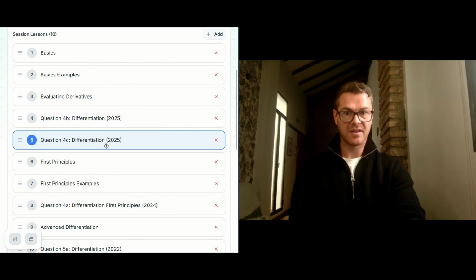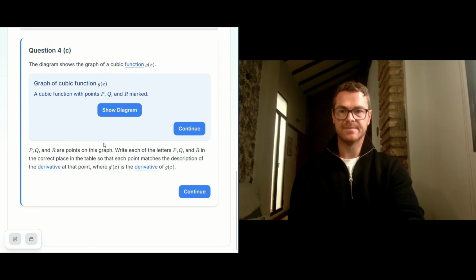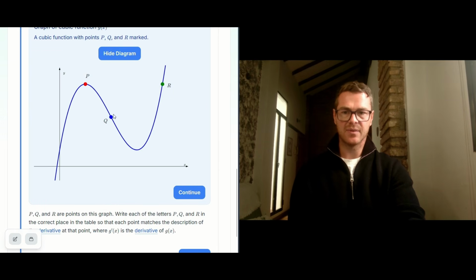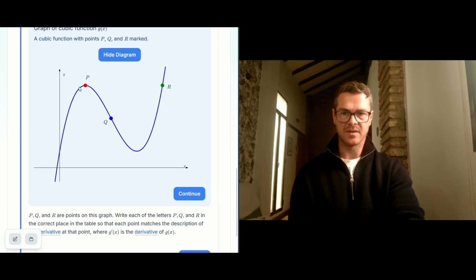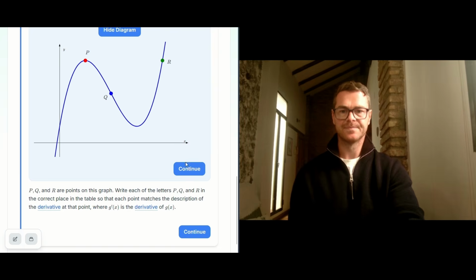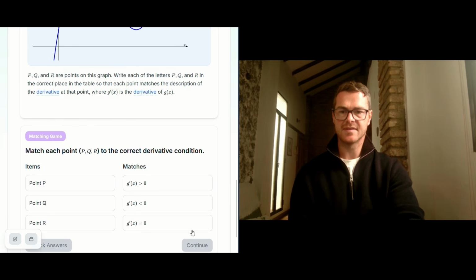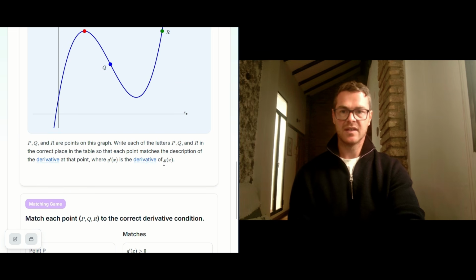And just quickly having a look at the other exam paper question, so this is 4C. In this one, they wanted you to describe what happens at these 3 points. So remember, we're talking about the slope at these 3 points. So what is the slope going to be at P? What is the slope going to be at Q? And same thing with R. So I have 3 options. Point P, I have the slope is bigger than 0, it's less than 0, or it's equal to 0.